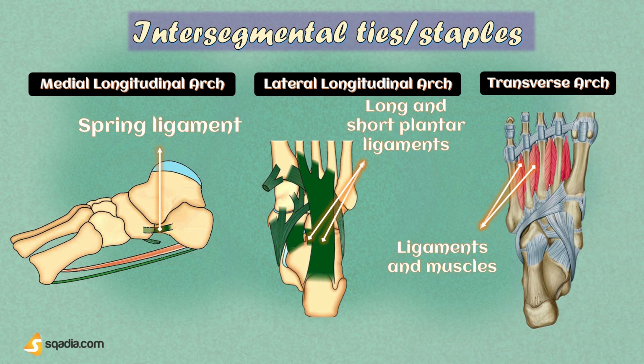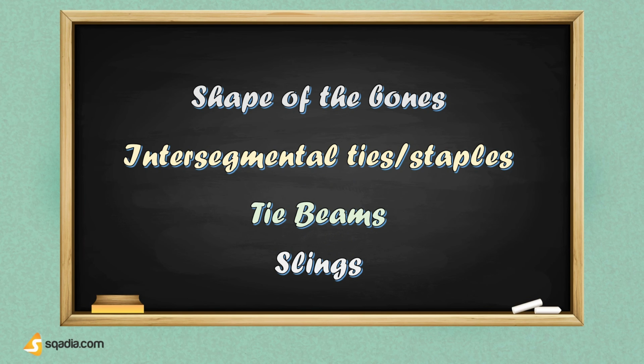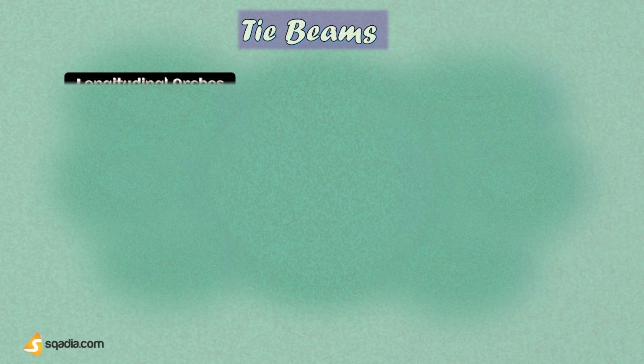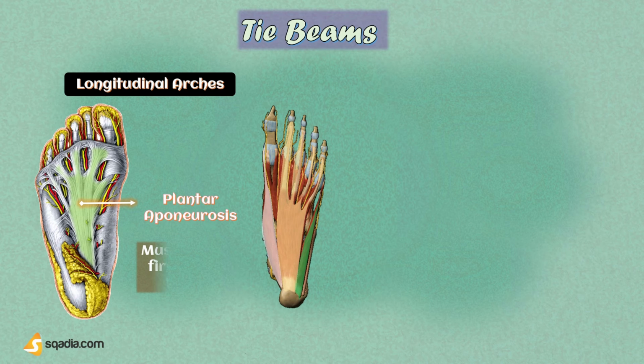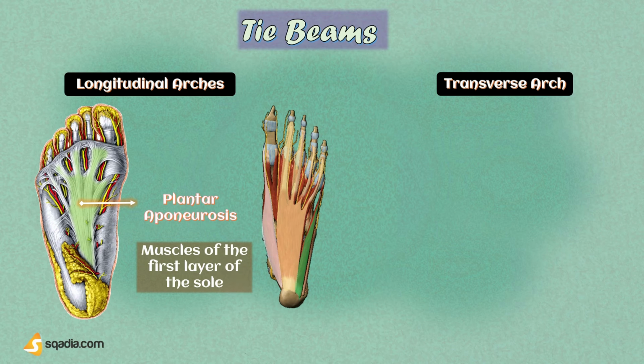If we look for tie beam-like structures in the foot, the longitudinal arches are prevented from flattening by the plantar aponeurosis and by the muscles of the first layer of the sole. These structures keep the anterior and posterior ends of these arches pulled together. In the case of the transverse arch, the adductor hallucis acts as a tie beam.